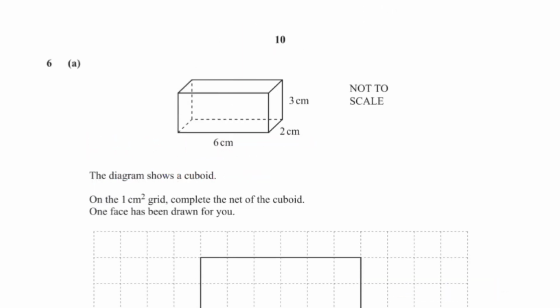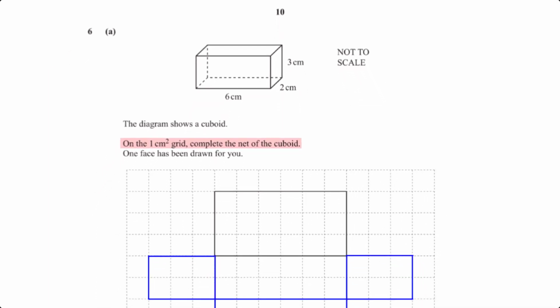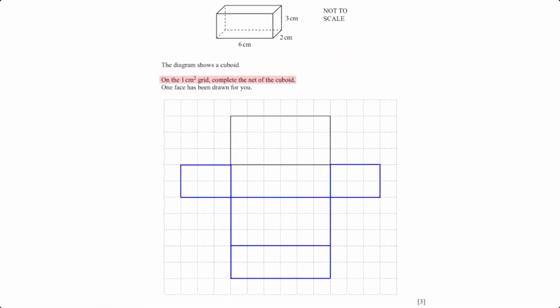The diagram shows a cuboid. On the 1 cm square grid, complete the net of the cuboid. One face has been drawn for you. A cuboid has 6 faces. 2 of the faces would have the dimensions 6 cm by 2 cm. Another 2 of the faces would have the dimensions 6 cm by 3 cm. And the remaining 2 faces would have the dimensions 2 cm by 3 cm.